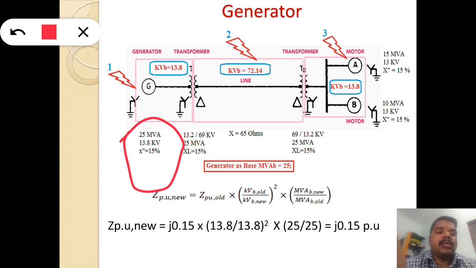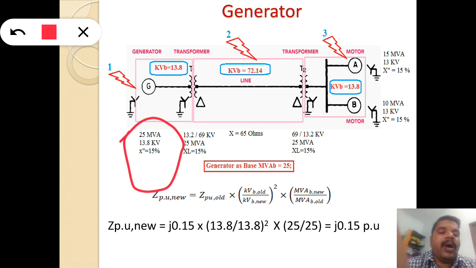What is the formula we have to choose? The per unit formula: Z per unit new is equivalent to Z per unit old into KVB old divided by KVB new, the whole squared, into MVA base new divided by MVA base old. Here the old value is the value given for the particular component in the problem. What are the new values from the procedure? For example, the MVA base new is given in the problem, where we choose the generator as base.